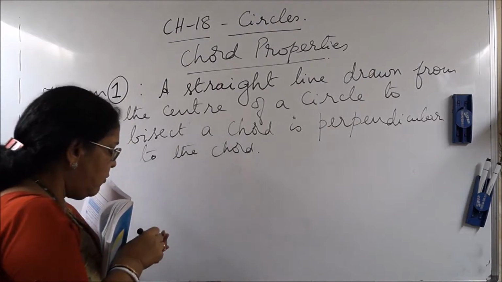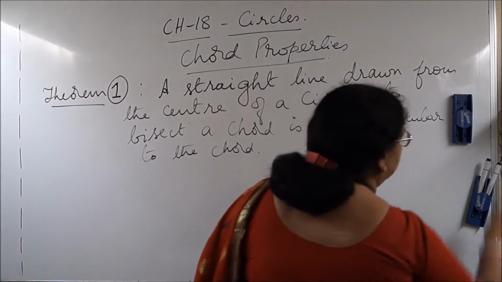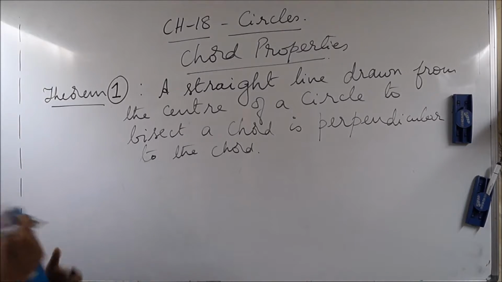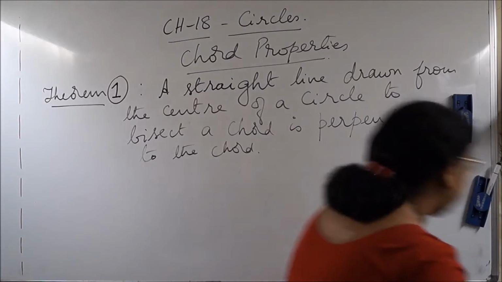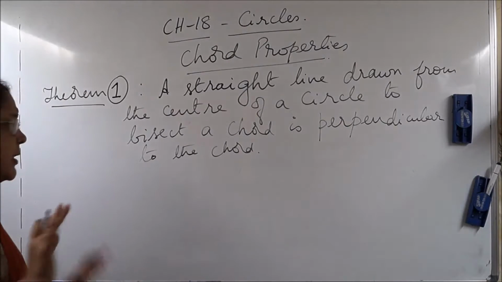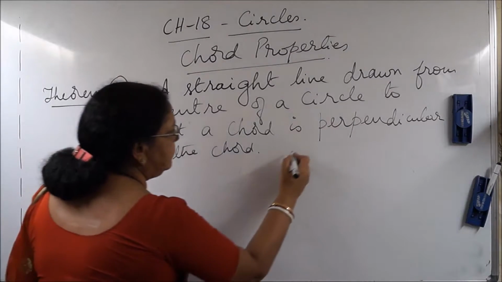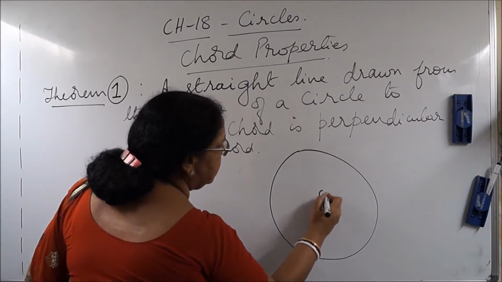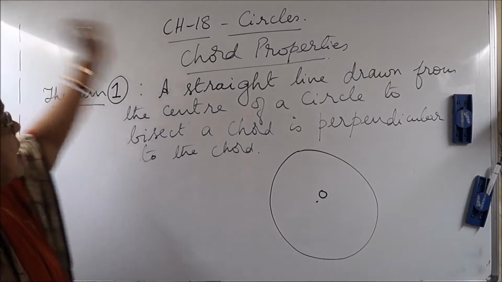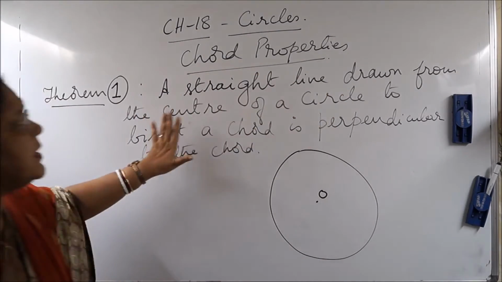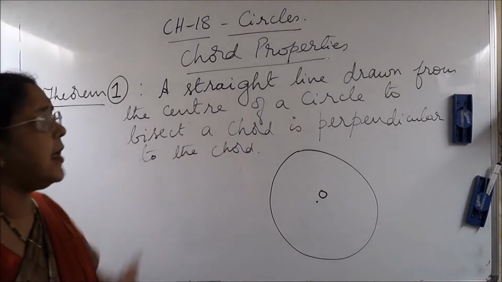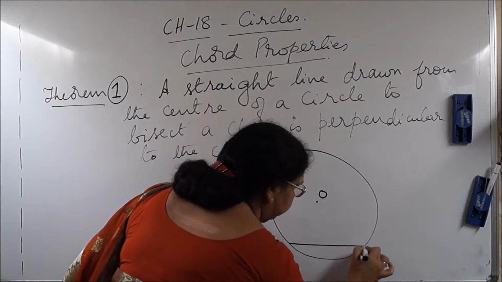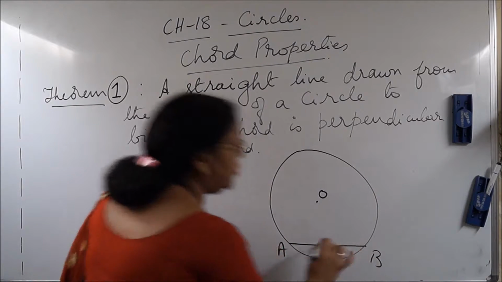Okay. Now, what does this mean? A straight line drawn from the center of a circle. So that means a straight line is drawn from the center of a circle. So let us draw the circle first. O is the center of this circle. Now what is given? A straight line drawn from the center of a circle to bisect a chord. So that means a chord also exists. So let us take a chord AB. So AB is a chord.